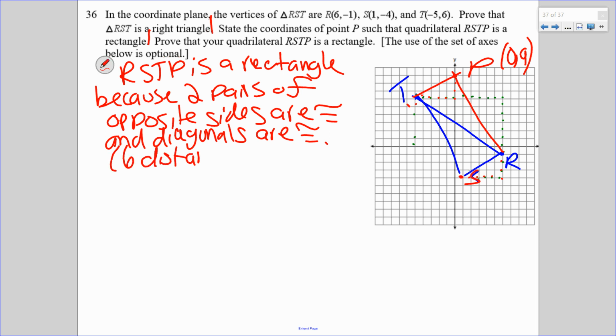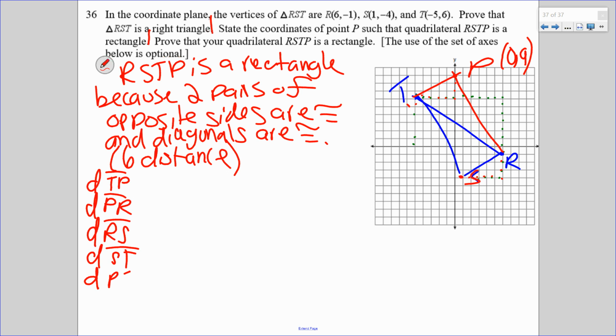Again, you're always doing distance except for trapezoids. If you're not sure how many to do, 6. So I did 3 already, but I erased them. Oh well, do them again. I need TP, I need PR, I need RS, I need ST. And now I need the diagonals, which are PS and TR.